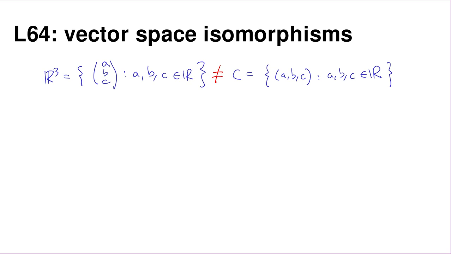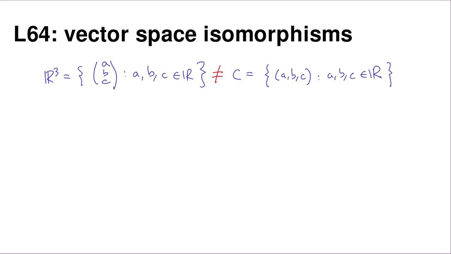Elements of both of those vector spaces are made up of 3 real numbers, just recorded in a different way. And in fact, they have exactly the same properties as vector spaces. They're vector spaces over the same field, namely the real numbers. They have the same dimension. They have all the same properties.